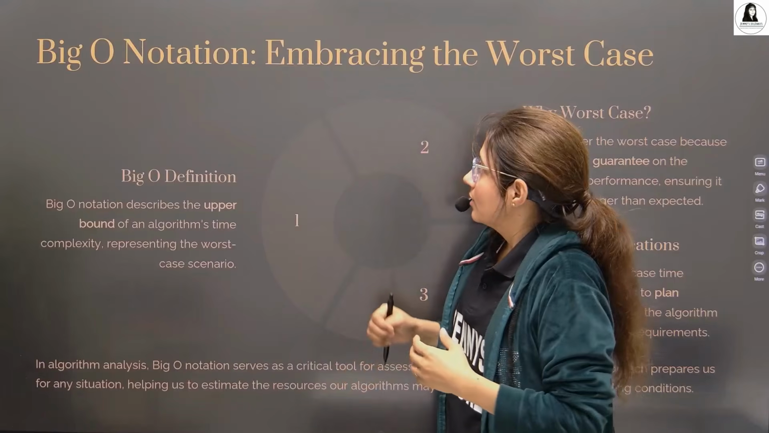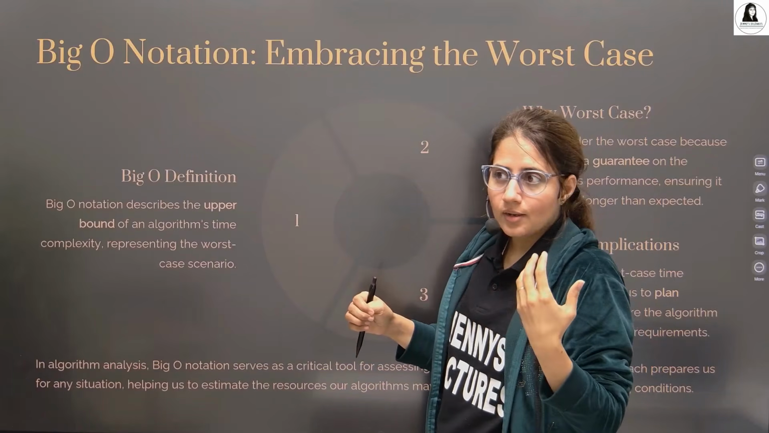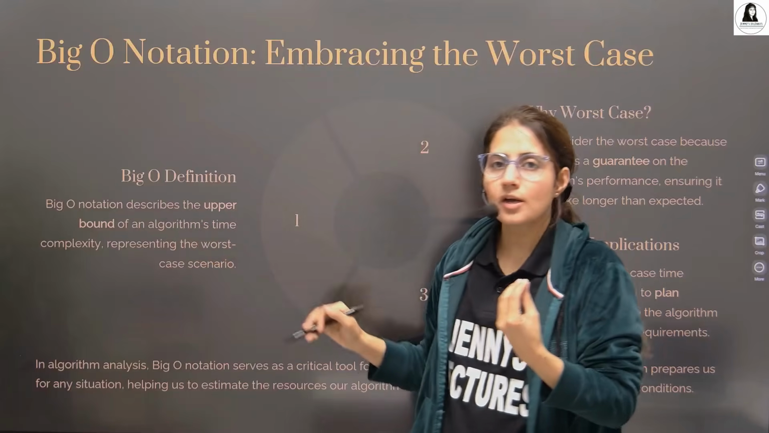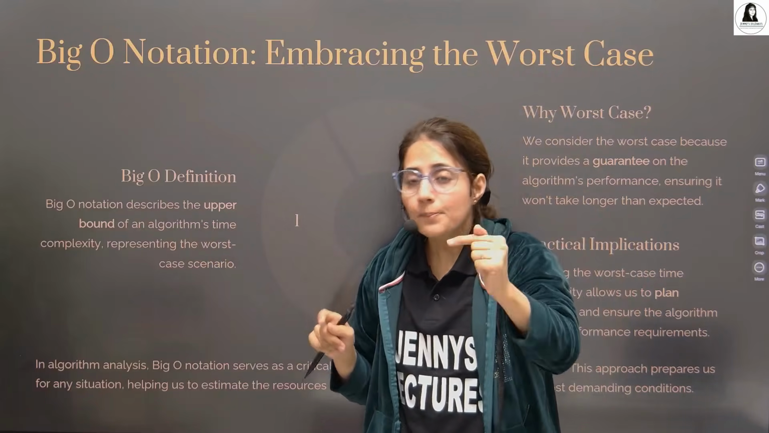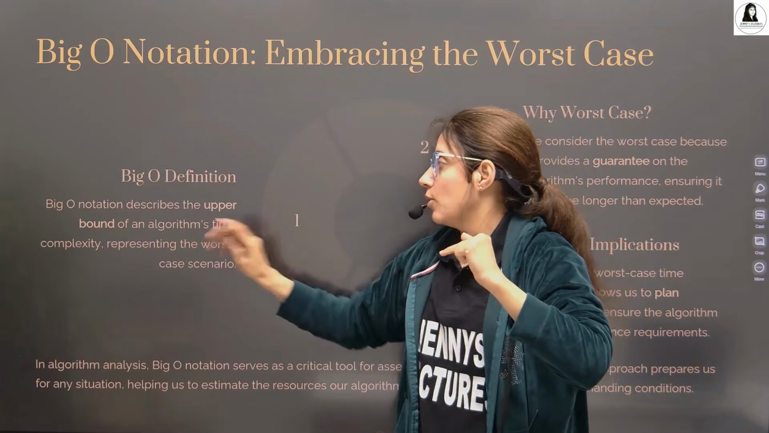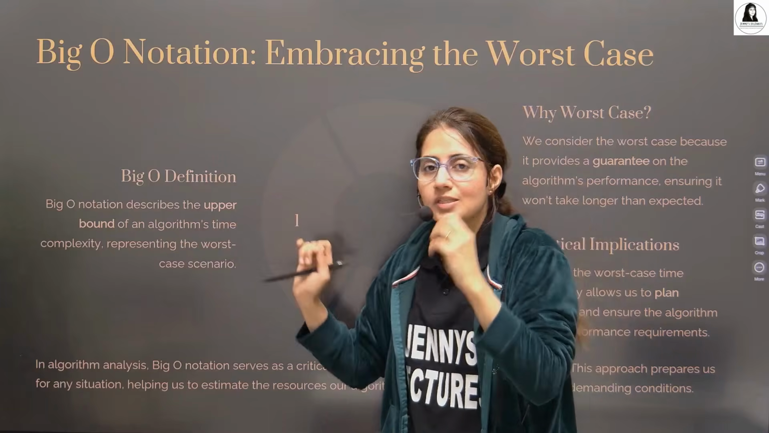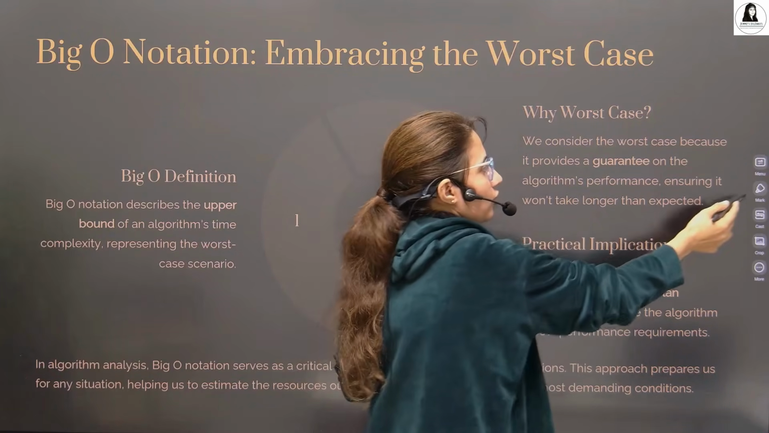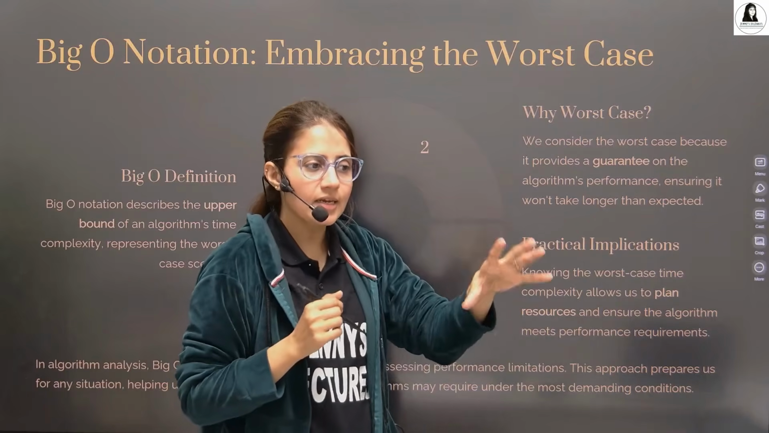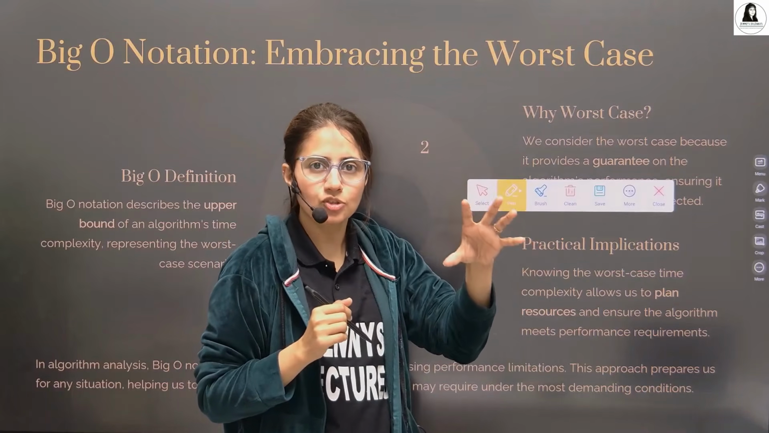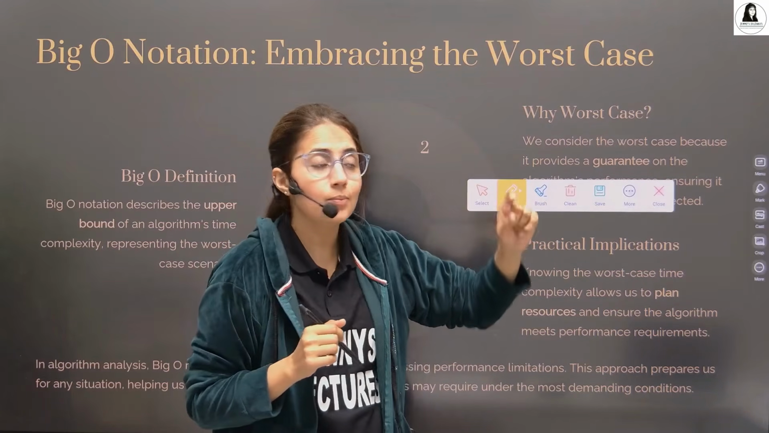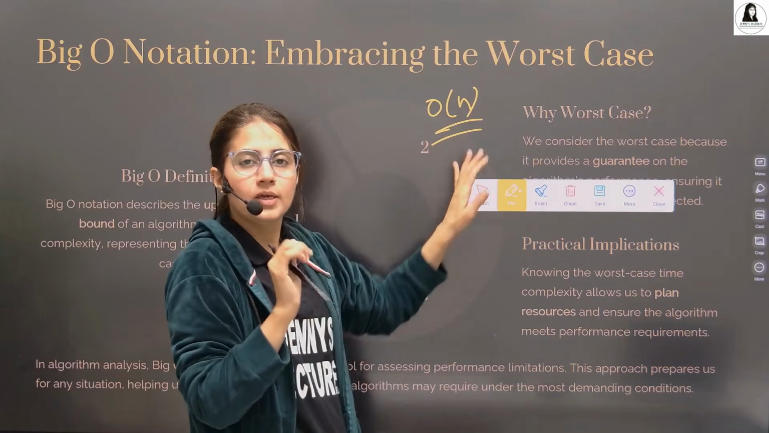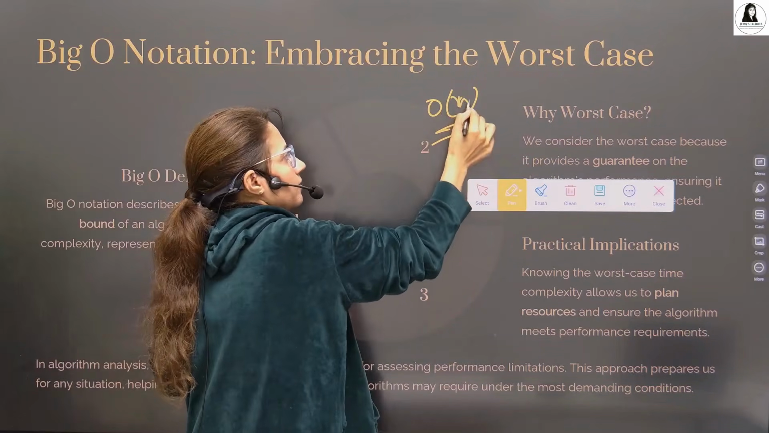So you can write that in Big O notation. It describes the worst case, or the upper bound of an algorithm's time complexity. It represents the worst case scenario. In linear time, it's order of n. So that linear time searching algorithm will not take more than order of n. The time complexity would be maximum order of n.